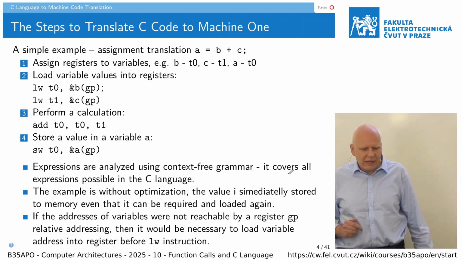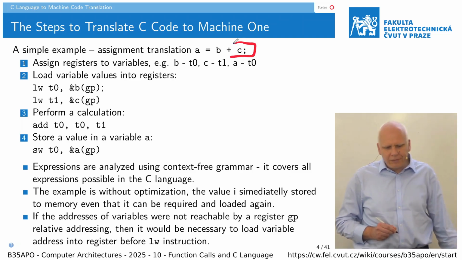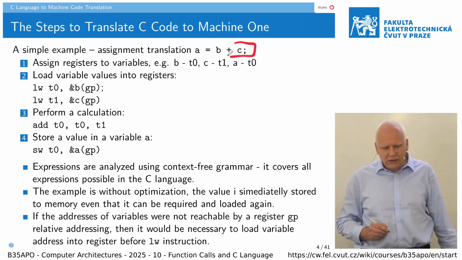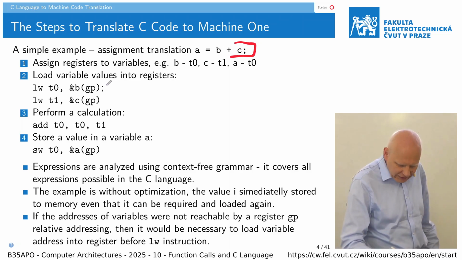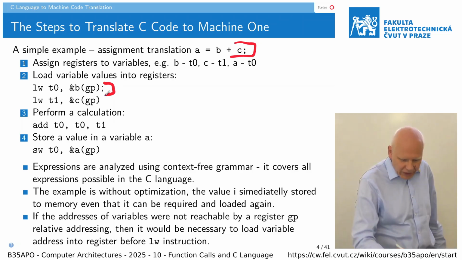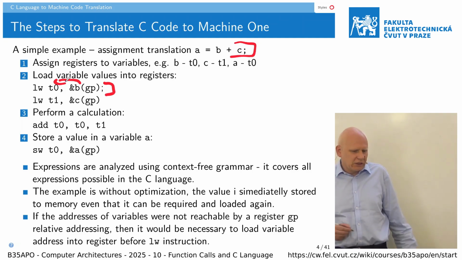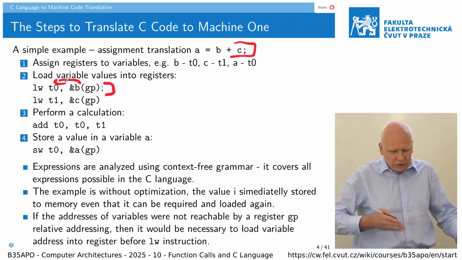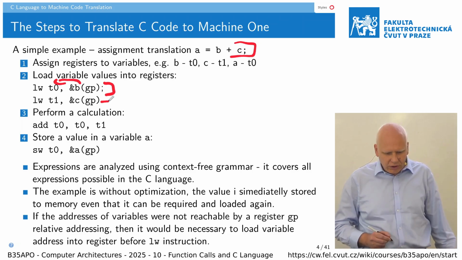Okay, so the first step. For example, you have this source line in your C program, which assigns to a variable A the sum of two other variables, B and C. So what is necessary to do first? It is necessary to access the variables, so the values from the variables are loaded to the T0 and T1 registers, basically some registers which the compiler can use as temporary variables inside the code. So we read the input values.